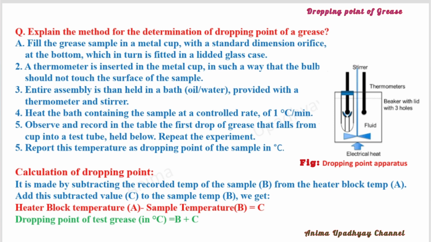How to do the calculations? It is very simple to calculate because we are recording the temperature of the sample, which is say B, and the heater block temperature also, as A. So subtract the temperature of the sample B from the heater block temperature A. So A minus B, you will get a value C. Add this value C to the sample temperature B and you will get the dropping point of the grease under test.